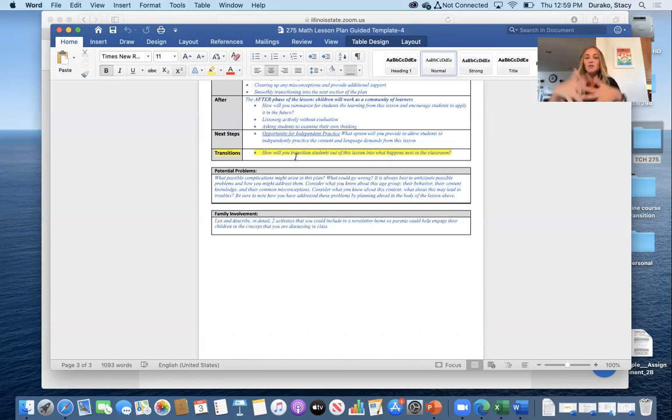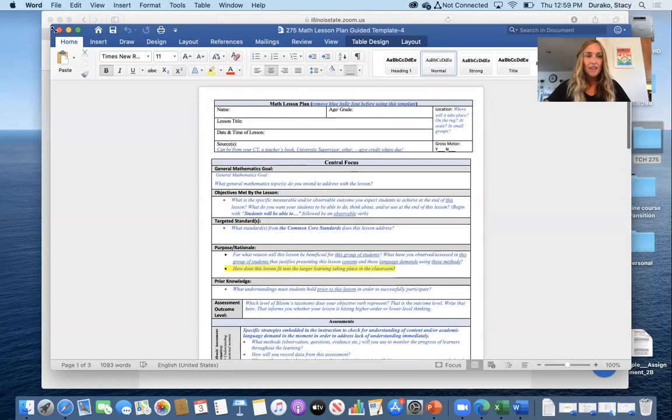And then finally, what kind of family involvement, and that might be in the next steps, but it's okay to rewrite it there in the family involvement. So could you put this in your newsletter? Could you have kids do a family game? So just think about family involvement here. So that's the template that I went over.